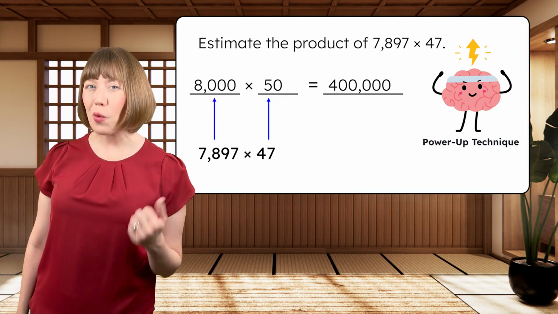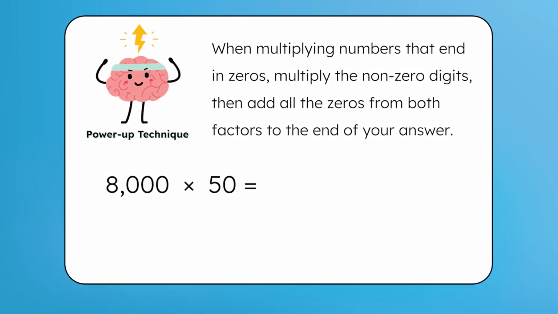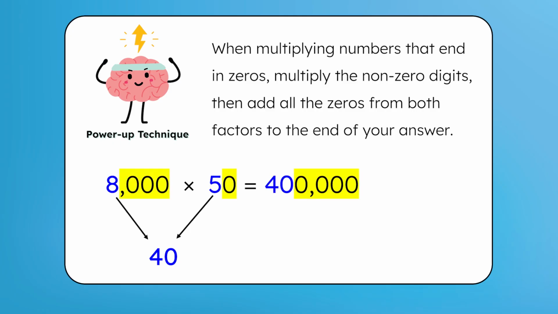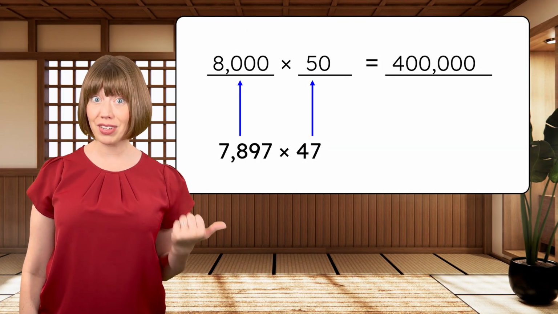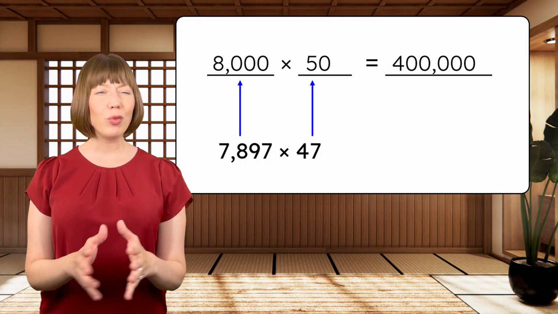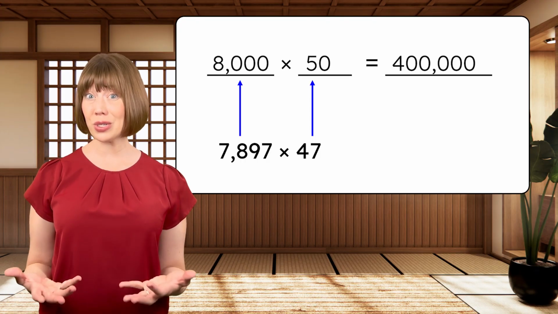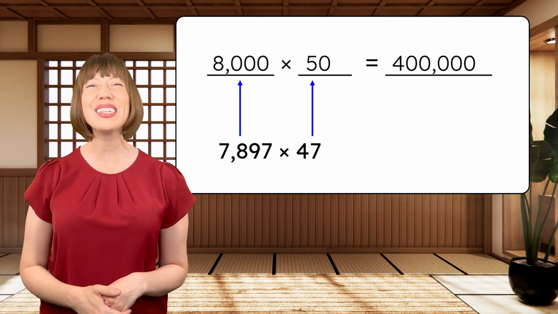Check it out! We've got a power-up technique. When multiplying numbers that end in zeros, multiply the non-zero digits. Then add all the zeros from both factors to the end of your answer. What a great technique! That will definitely save us time with estimating products. Okay, with estimation, we've figured out our actual answer will be close to 400,000. Now we're ready to solve.